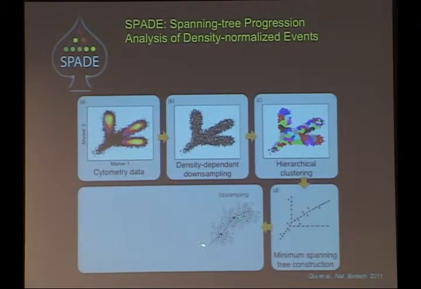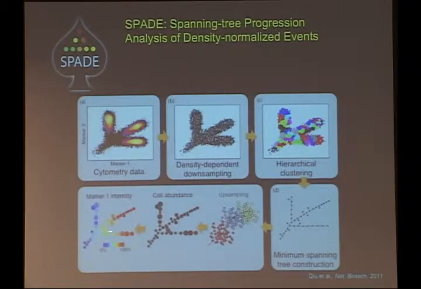And then going back to the original data set, remember we threw away some of the more abundant cells here. We bring those back in a step called upsampling, where they get assigned to the closest node on the tree. And then for visualization, we swell the size of those nodes. They get bigger as we add more cells back into them, just so you know that there are more cells in this node than this node. And then finally, we overlay the intensity of the different markers in each of those nodes.